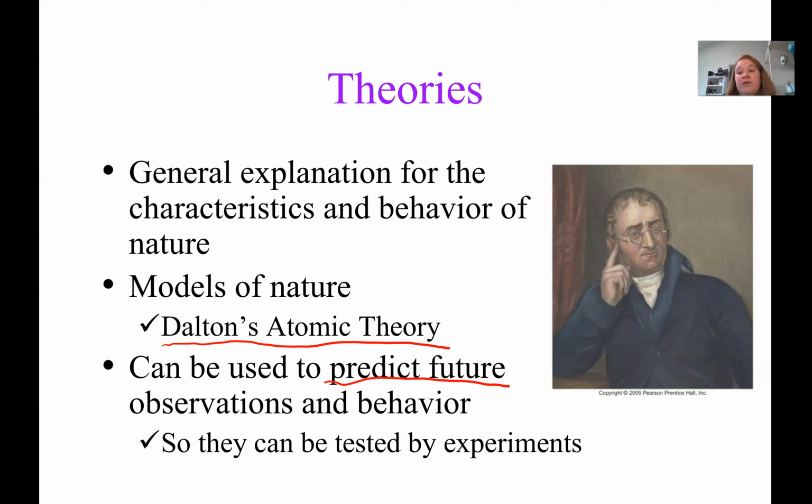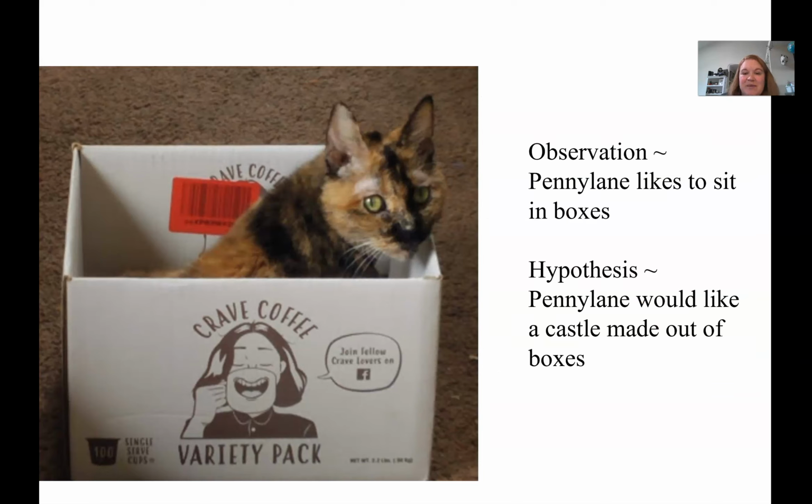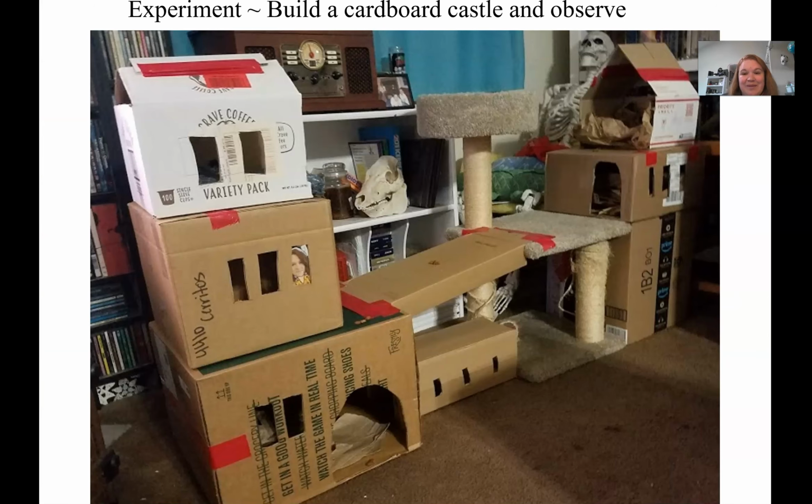So I'm going to show you an example of using the scientific method. And this was something that I did in quarantine this year. So this is my cat, Penny Lane. The observation is that she really likes to sit in boxes. And my hypothesis is that she would love to have a castle made out of boxes. And I did a lot of online shopping, so I had a lot of extra boxes laying around. So here's my experiment. I built a cardboard castle, and I observed what would happen.